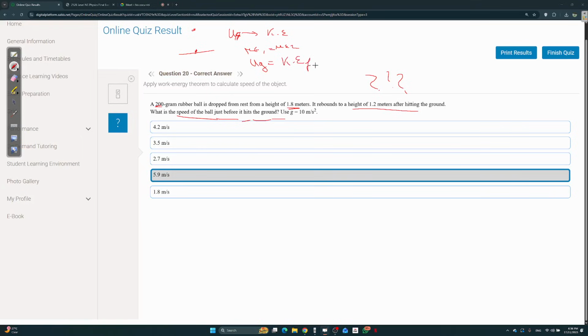Alright, fine. Now, U gravitational is mgh. Kinetic energy final is half mv squared. We can cancel m with m. You're going to get that v is equal to, multiplying the 2 to the other side, 2gh, and then square root, so square root of 2gh. So 2 times 10 times 1.8, and you get 6. Alright, great. So 21 now.